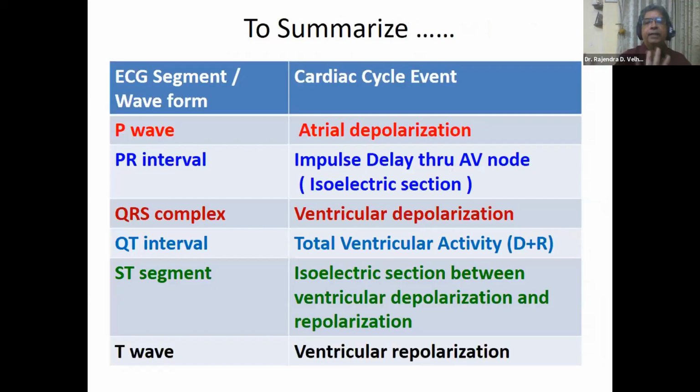Now, just to summarize the ECG segments and the cardiac cycle events: P wave is atrial depolarization. PR interval is impulse delay through the AV node. QRS complex, ventricular depolarization. QT interval, total ventricular activity, depolarization plus repolarization. Then ST segment, isoelectric section between the ventricular depolarization and repolarization. And T wave is nothing but ventricular repolarization.